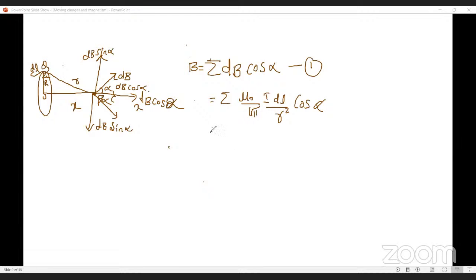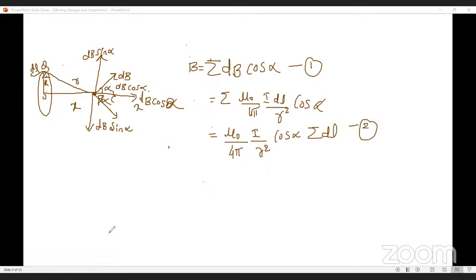We need to take the constant terms outside. It is like integration itself. When doing integration, you take the constant terms outside. So mu naught upon 4 pi is constant, it comes outside. The current in the element is constant, and the distance is also constant. So I upon r square comes outside. Cos alpha is also outside. The remaining is only the summation of dl. Okay, so this is my equation 2.